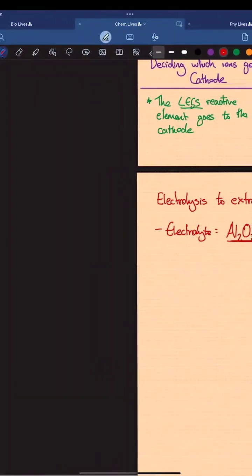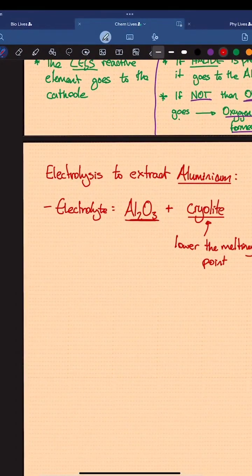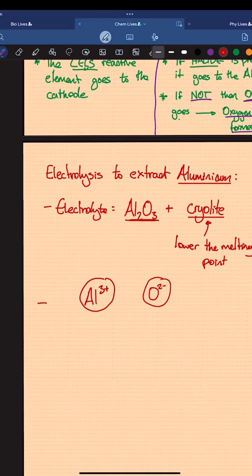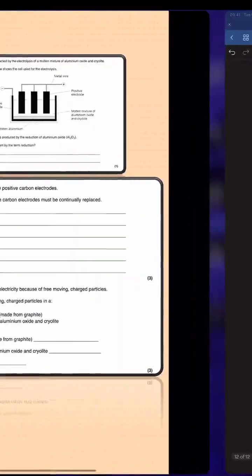Anyone know why? This is again specific to the aluminium one, because in aluminium we've got two ions. We've got Al3+ ions in the solution, and we've got O2- ions. So the Al3+ ions here turn into aluminium metal. That's what we're trying to extract. Here, this forms oxygen gas. So at the anode, you're going to get oxygen gas. Remember this is cathode and this is anode. So why does the anode need to be replaced all the time?